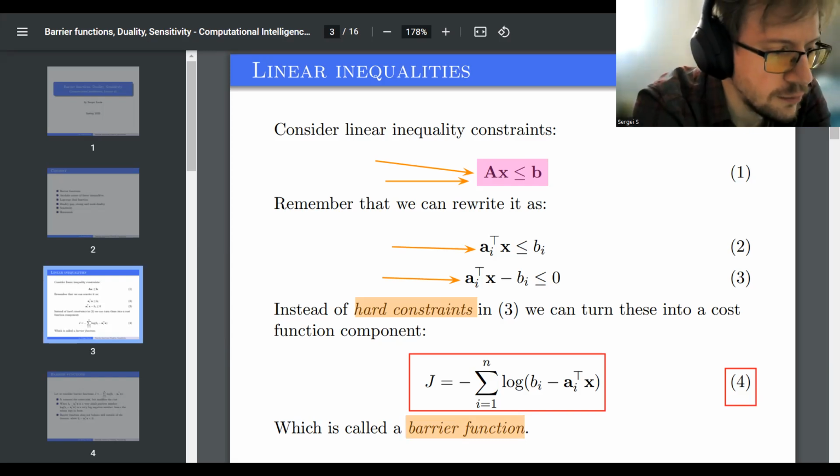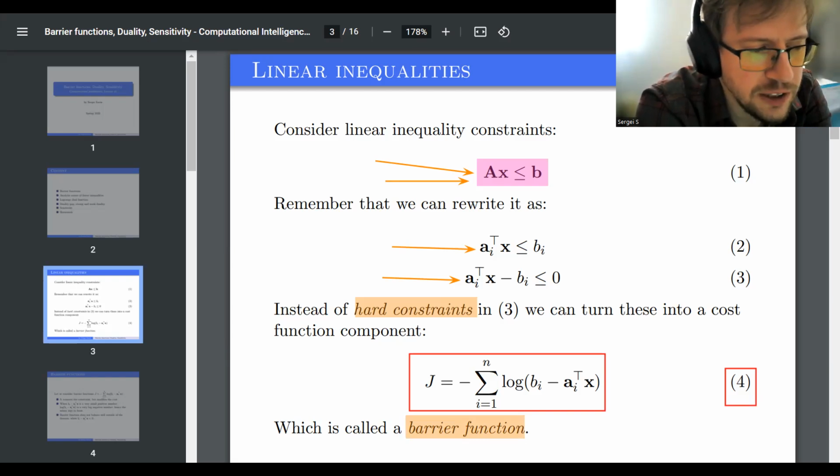It goes to infinity. Near 0, it goes to infinity. Plus infinity or minus infinity? Logarithm minus infinity. Minus logarithm infinity. So it goes towards minus infinity.